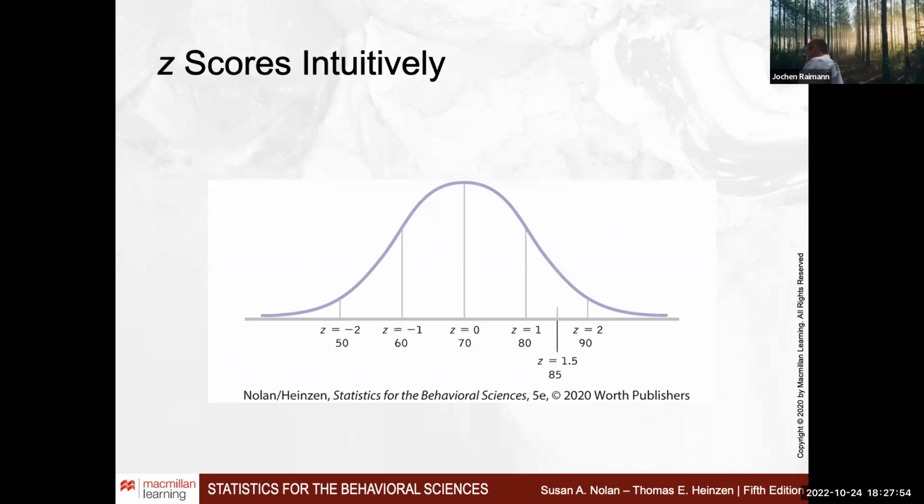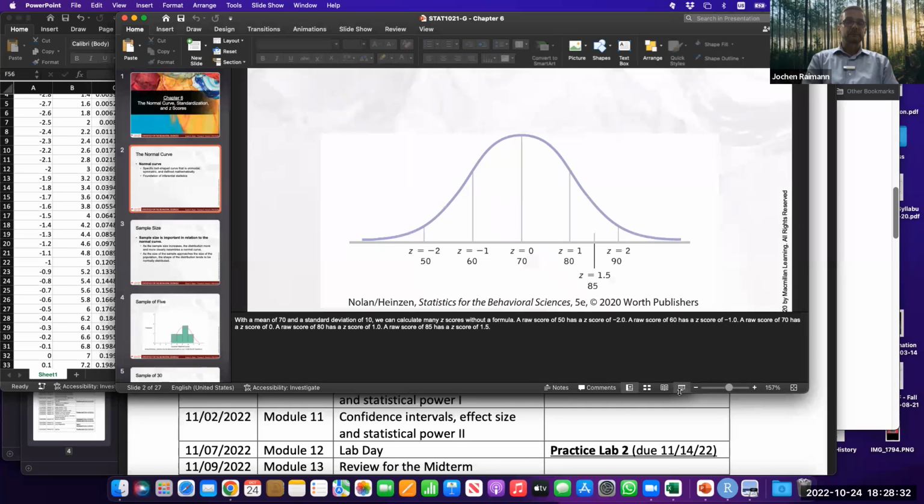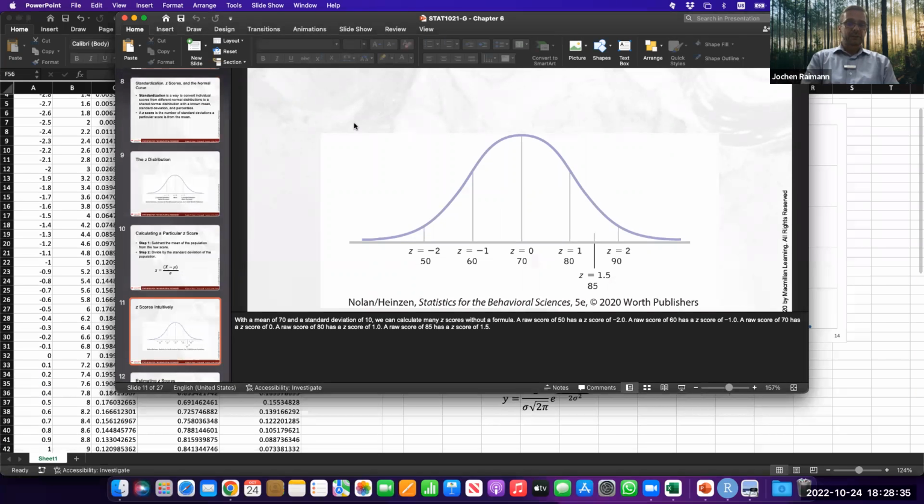And if you have here an example of a z equals 0 of 70, so that's your mean. So 70 is right here. If you have a z of 1, you have 80. If you have a z of -1, you have 60. The z of -2 is 50. And the z of 2 is 90. The z of 1.5 is 85. Simple, right? So let's practice this in Excel. So keep this relationship in mind.